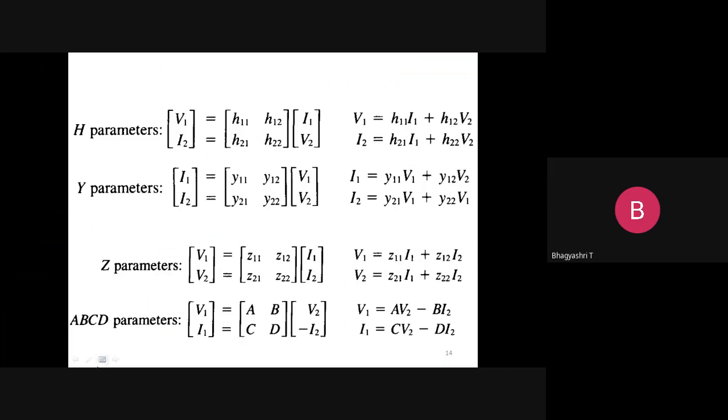Okay. And the last one is the ABCD parameter. So in the ABCD parameter for a transmission line, we have V1, I1, A, B, C, D, V2 and minus I2. Now the very important question is, can we use these parameters for microwave component analysis? This is a very important question that we are going to try to answer.